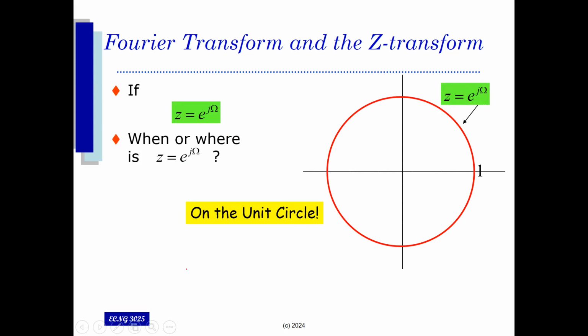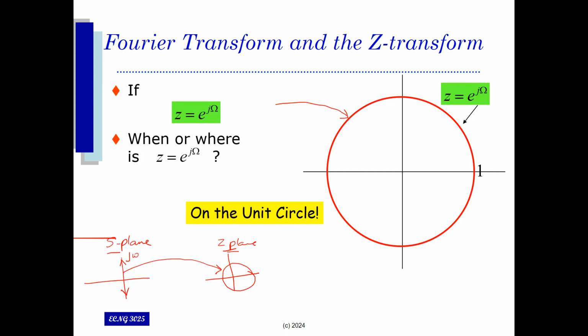So the DTFT, let me just backtrack a little bit. The s-plane and the z-plane: the s-plane j omega axis is mapped onto the unit circle, right? So that was the relationship between the S, or the Laplace transform, and the Z transform. In this case now, the DTFT maps directly onto the unit circle.